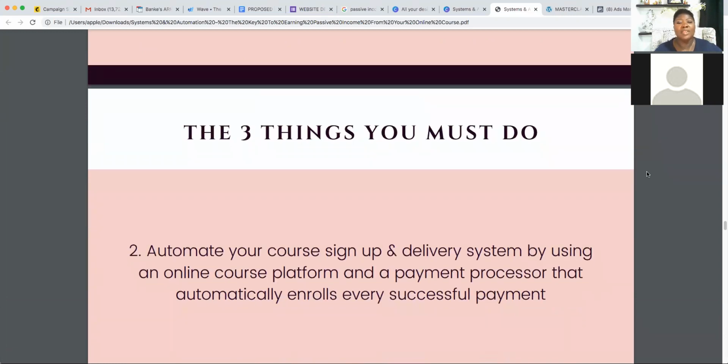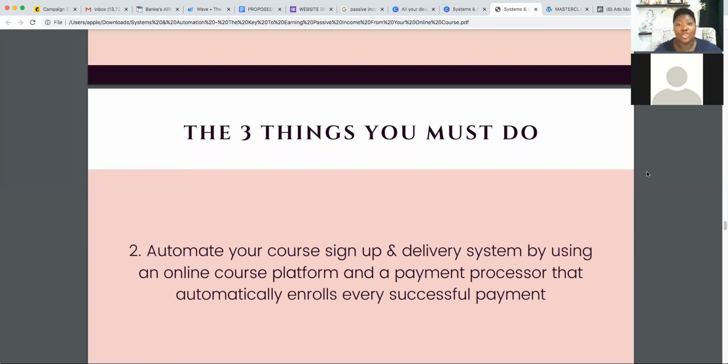Number two, automate your course sign up and delivery system by using an online course platform and a payment processor that automatically enrolls every successful payment. Now, think about this. I cannot count the number of times that I have gone to bed and woken up to credit alerts. Why? Somebody went to my sales page, purchased my online course, was able to pay me, was automatically enrolled, and has access to his or her course, and I was asleep. So the second thing you need to do is to automate this process.